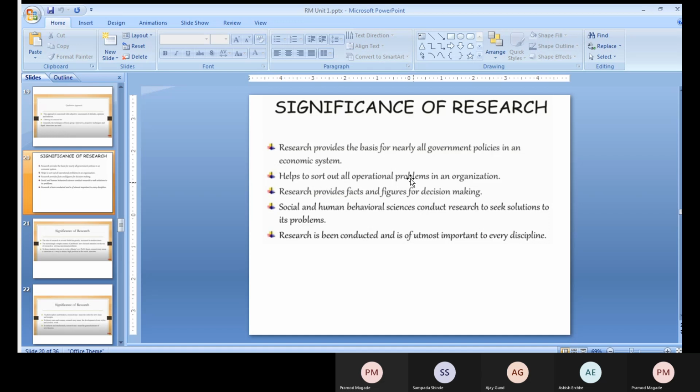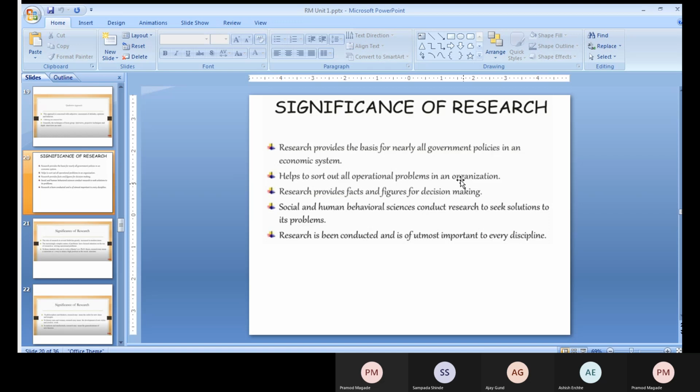Second, research helps to sort out operational problems in an organization. Of course, suppose you are working in the casting or forging industry, some dies break or some tools break, and while putting the impression on that particular material, the depth will not be maintained as per our requirement. In that case, I will have to change the die or add material on that die. These kinds of actions and outcomes we'll find out only by experience. So this kind of problem sorting is necessary for the research.